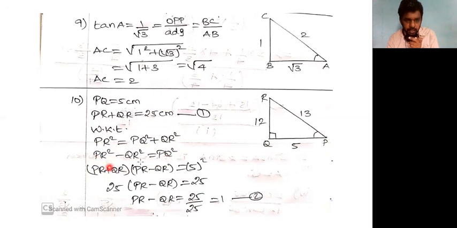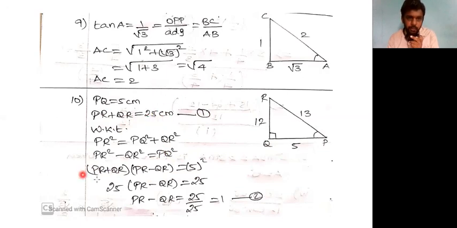Now this left hand side is in the form of A square minus B square. Using the formula (A plus B) into (A minus B), here we have (PR plus QR) into (PR minus QR) is equal to, we know the value of PQ, which is 5 centimeter, so 5 square. So (PR plus QR) into (PR minus QR) is equal to 5 square, 25. From the first equation, we can say that PR plus QR is equal to 25 centimeter.